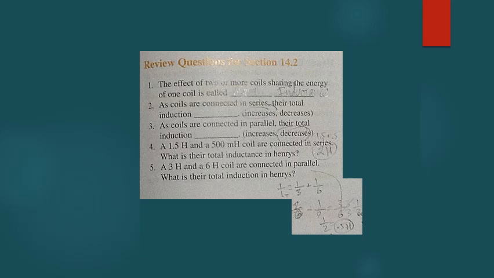Question 5, a 3 Henry and a 6 Henry coil are connected in parallel. What is the total inductance in henries? For this, we use the formula LT equals 1 over 1 over L1 plus 1 over L2, which in this case we have 1 divided by 3 plus 1 divided by 6.